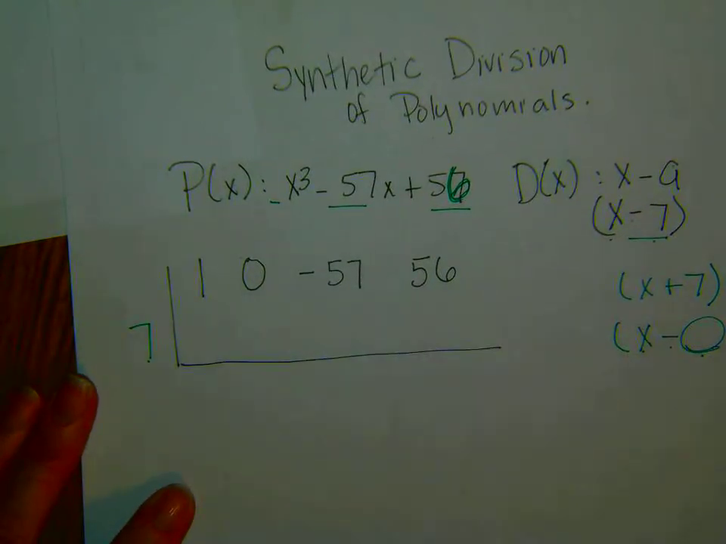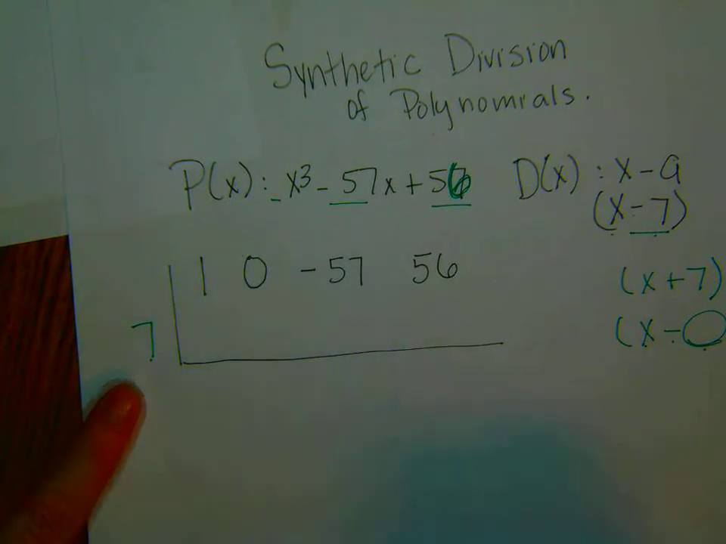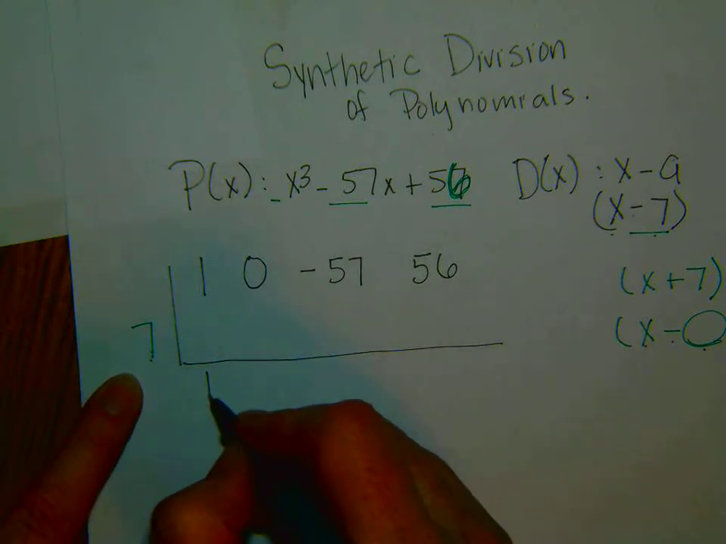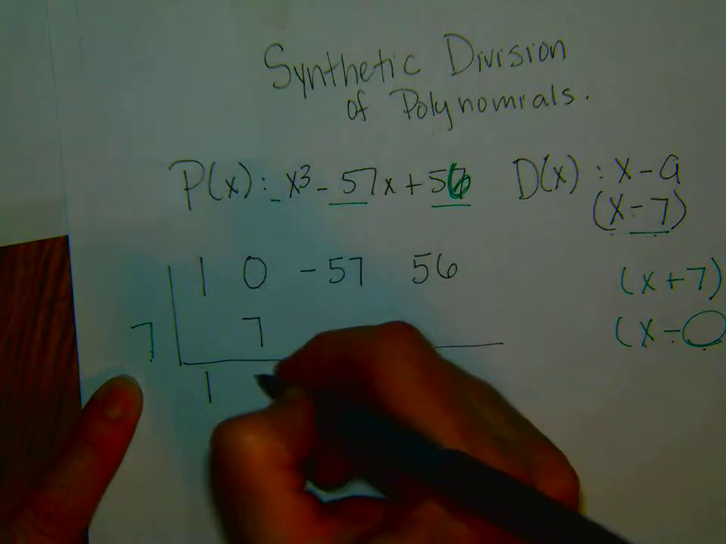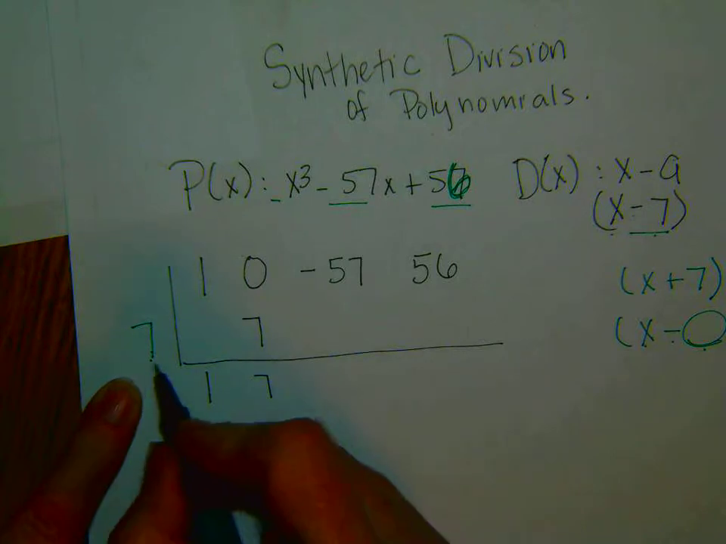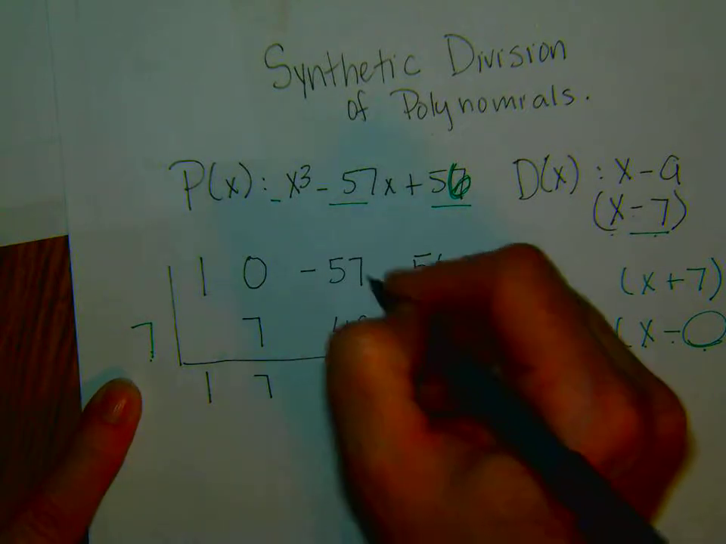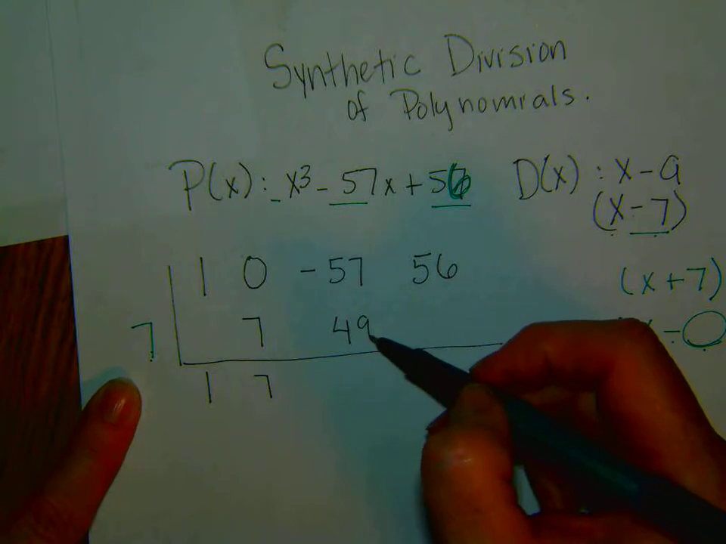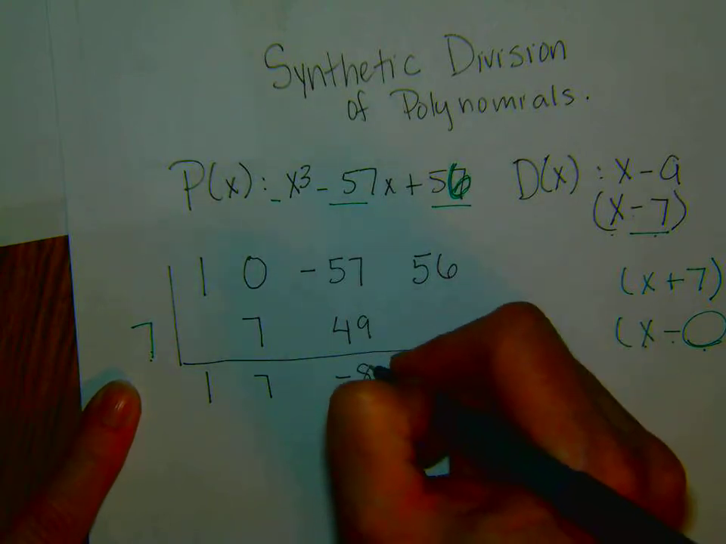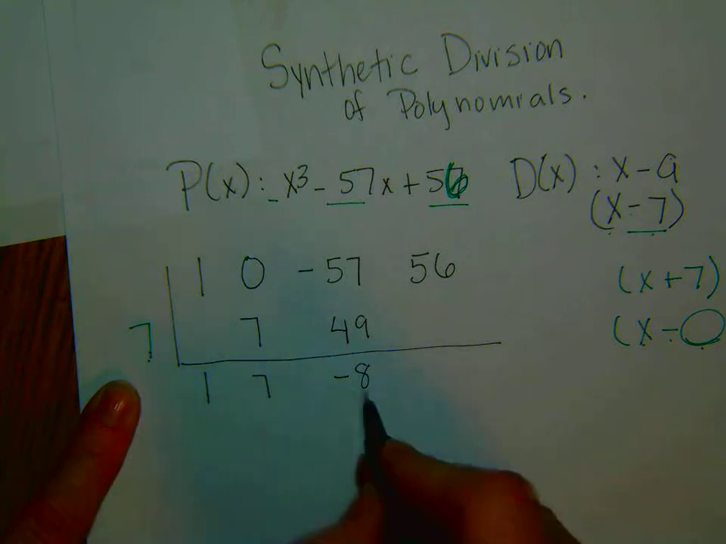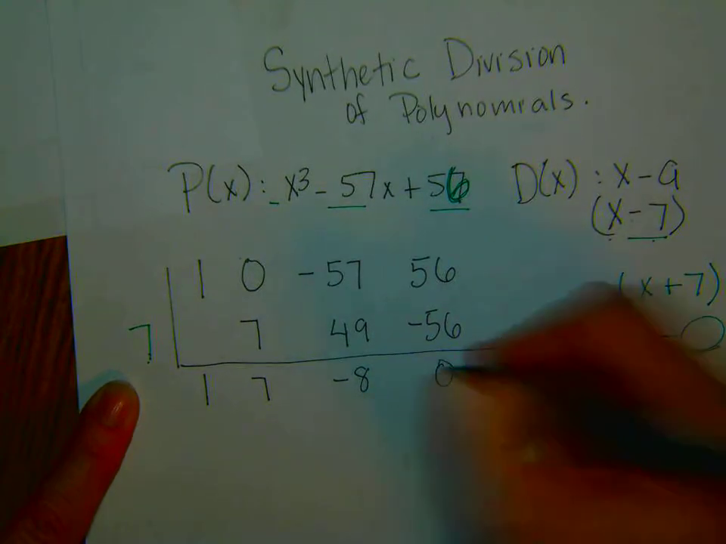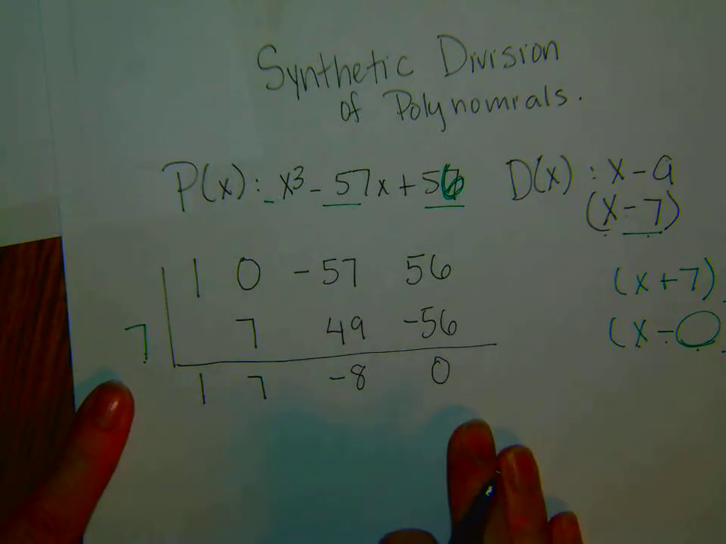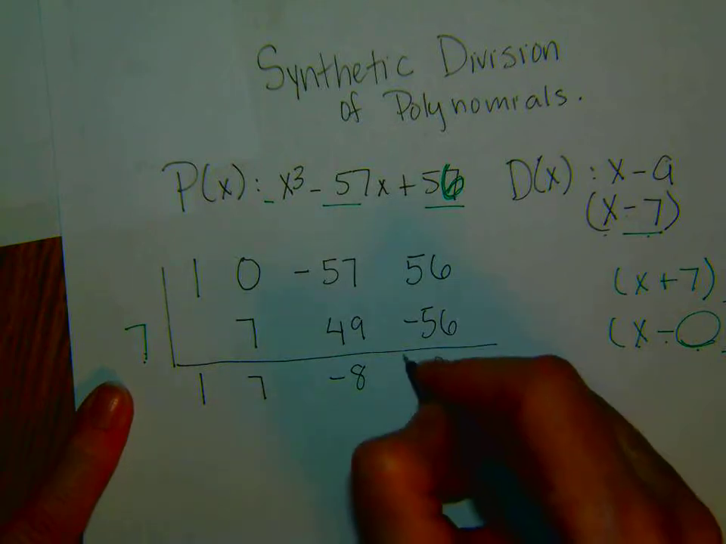Okay, so now let's start with the process. The process goes like this. Bring down the first number. Now we're going to multiply 7 times 1, and place that number here. And then we're going to add. 0 plus 7 is 7. And we're going to start the process all over. 7 times 7 is 49, and we're going to add. Now this is a negative plus a positive, so that is going to be a net negative 8. And we're going to start it over again. 7 times negative 8 is negative 56. Add, we get a net 0. So you see that synthetic division is such an easy process. And now we're at the end.